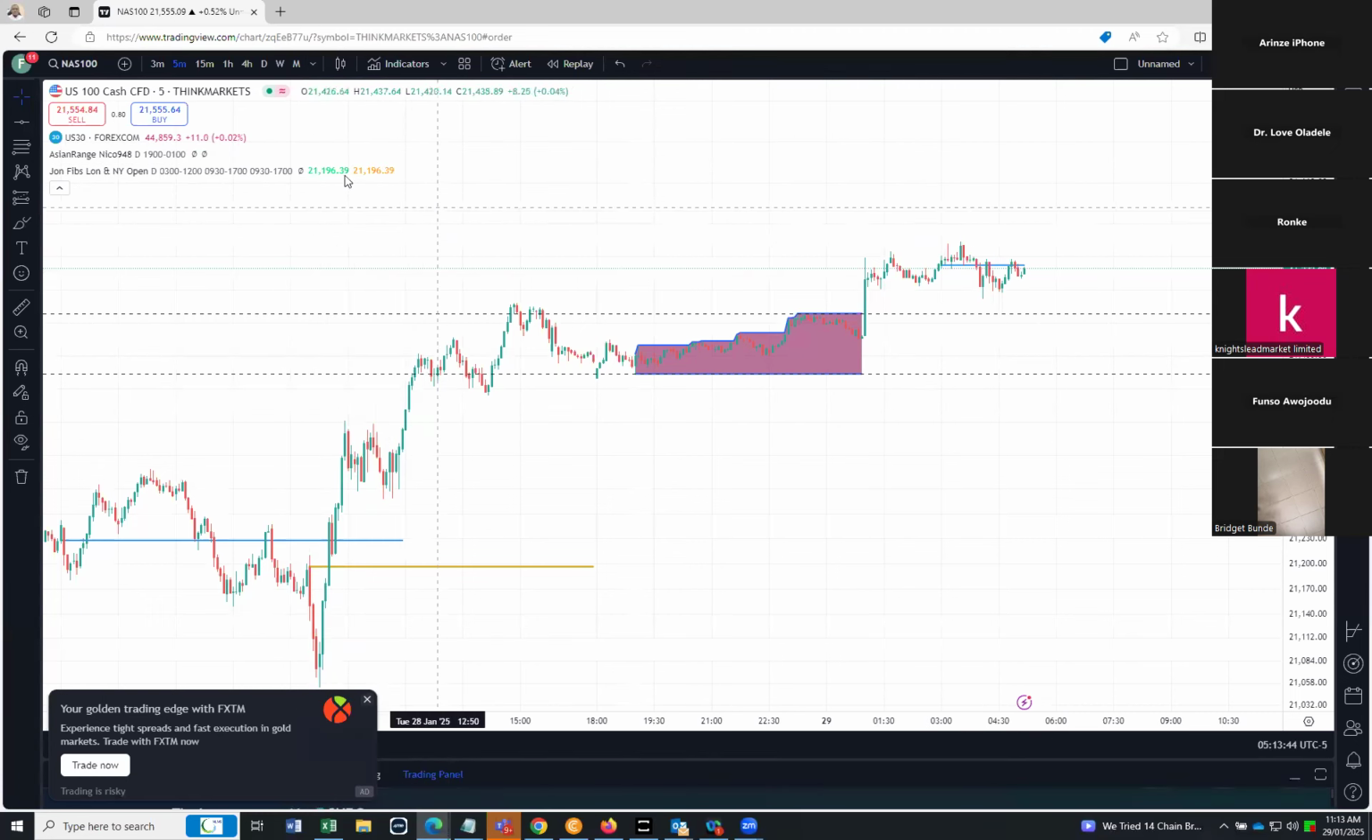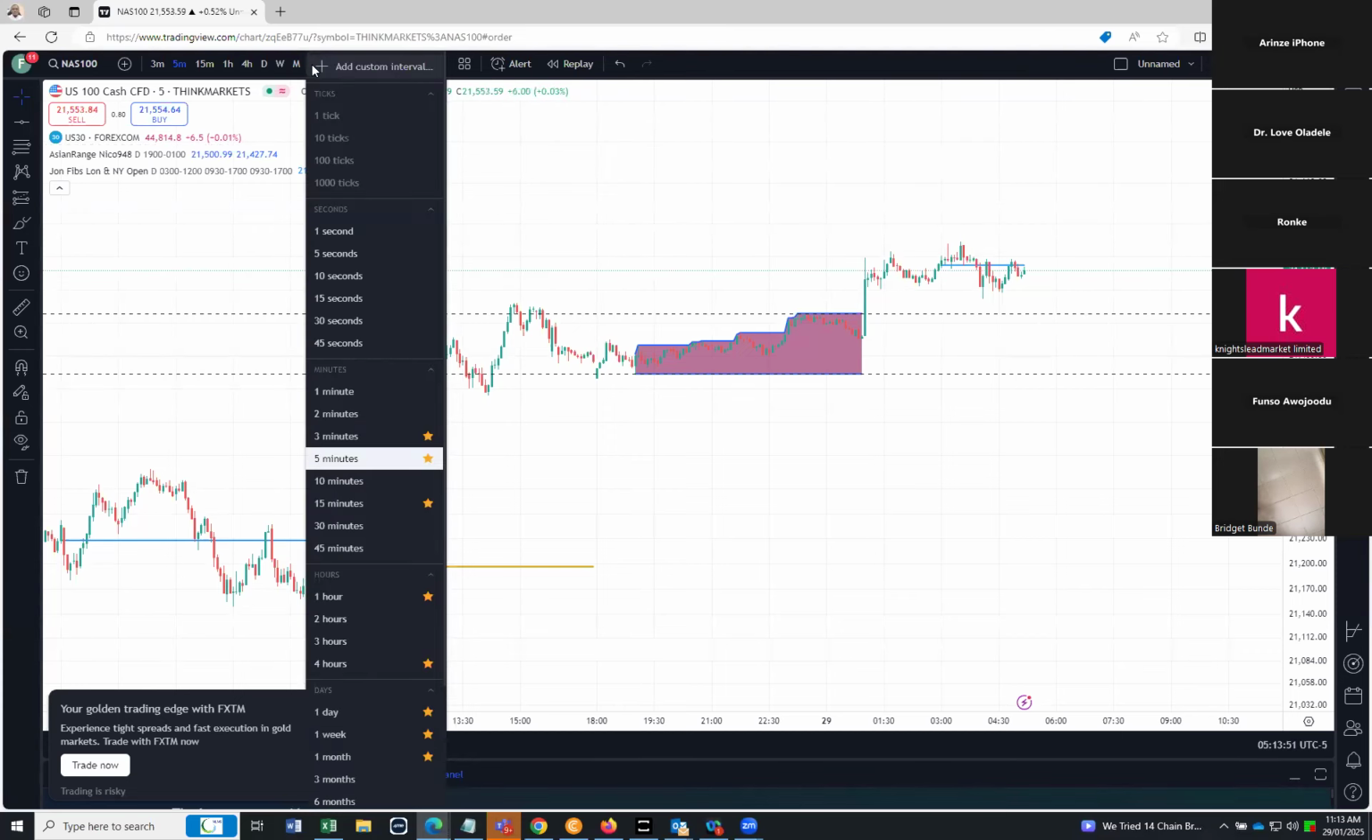Okay, my own is showing this G, then it's the same place. There's an arrow there. Just drop down that arrow. You will see if you drop down the arrow, you will see 5 minutes, 10 minutes, 15 minutes. Okay, I think I'm seeing the cloud now.